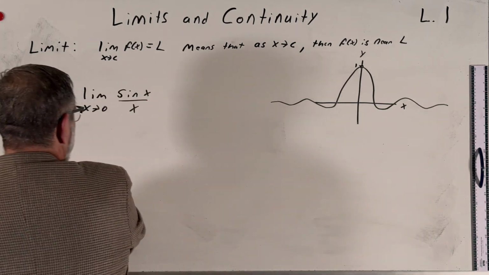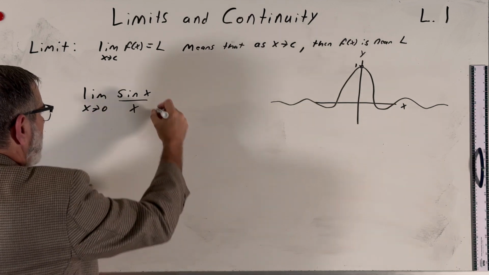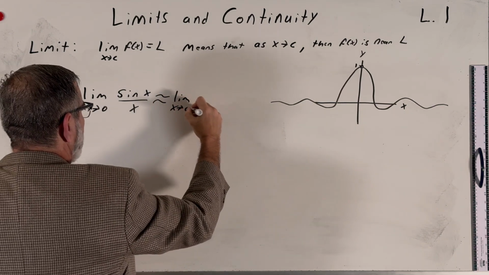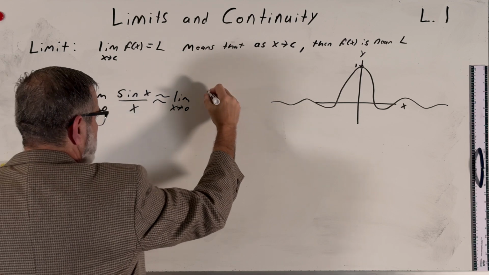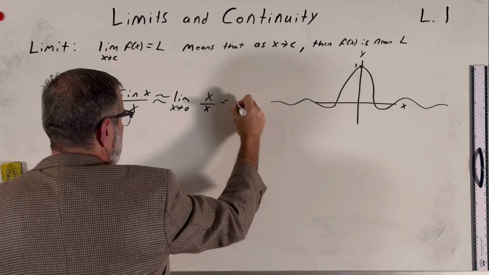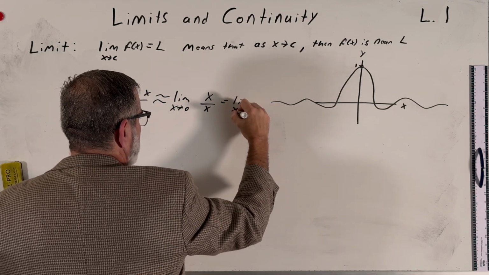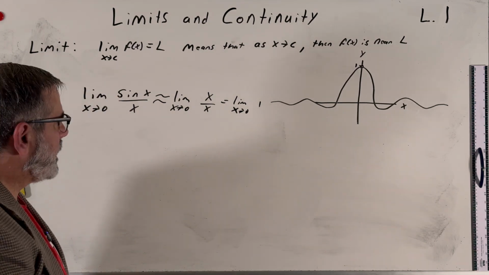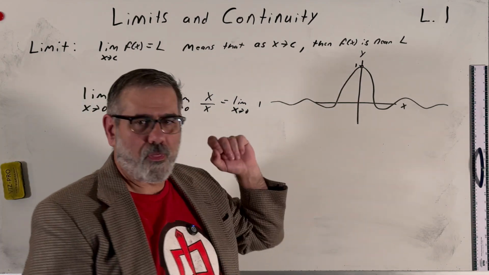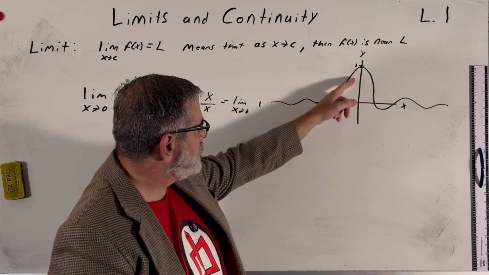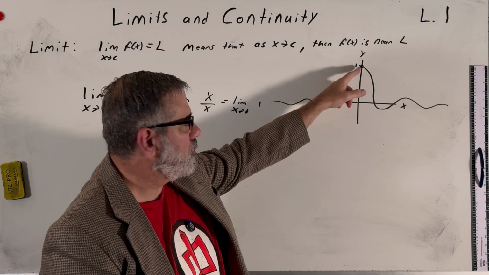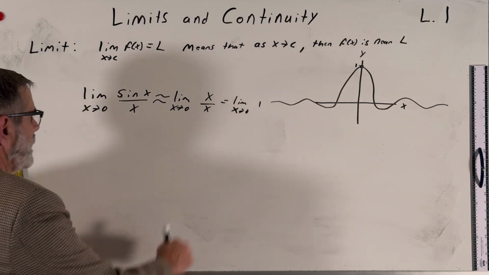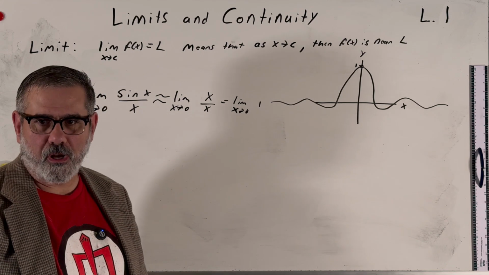And if I use that here, I can say this is approximately the limit as x approaches 0. Sine x I'll replace with x, so we get x over x. That's just equal to the limit as x approaches 0 of 1. And, well, that's just 1. And so we see that is the limit. That's what we think when we look at the graph of it. As you get close to 0, this function approaches 1. You can see that from the graph, yes? And so here we've kind of shown it using the small angle approximation.